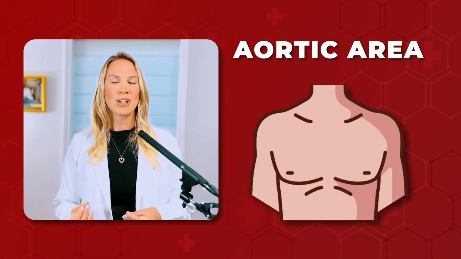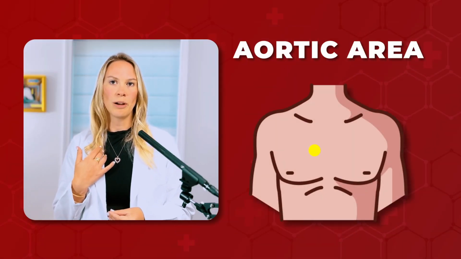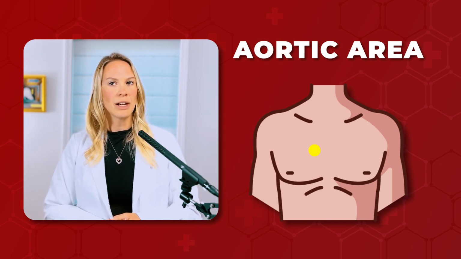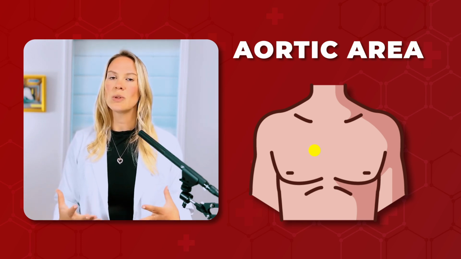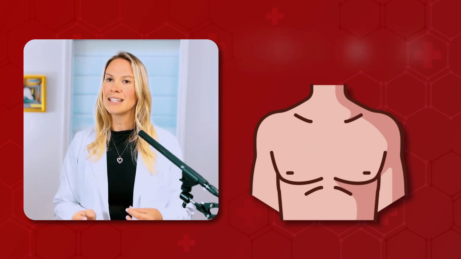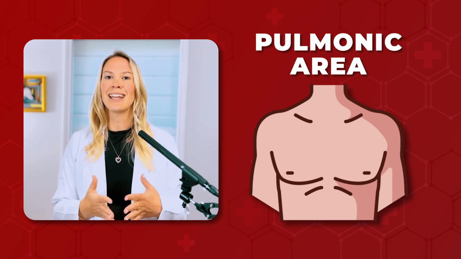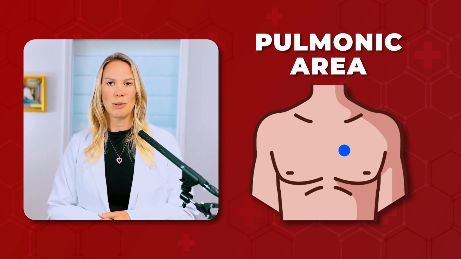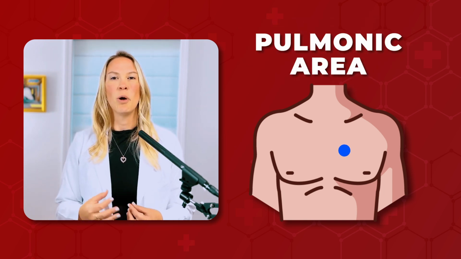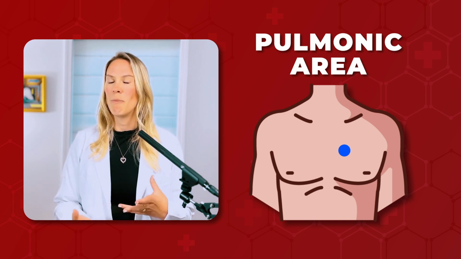The aortic area is located at the second intercostal space at the right sternal border. This is where you're most likely to hear aortic valve issues like aortic stenosis or aortic regurgitation. Next is the pulmonic area, which is at the second intercostal space at the left sternal border. You'll listen here for any signs of pulmonic valve problems, such as pulmonic stenosis.